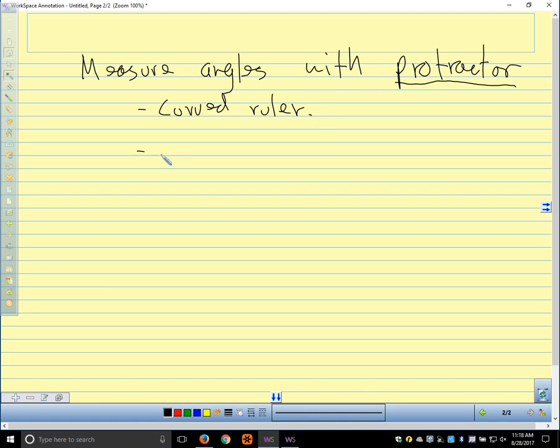And we write a little m for measure of angle A. So what we would say is measure of angle A. The little m means measure, and m measure is talking about the degrees.